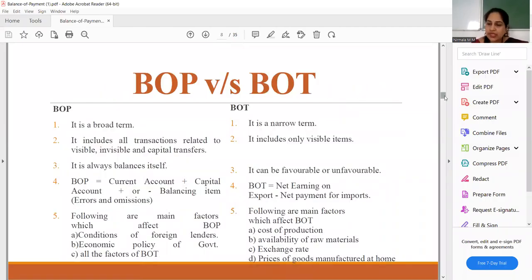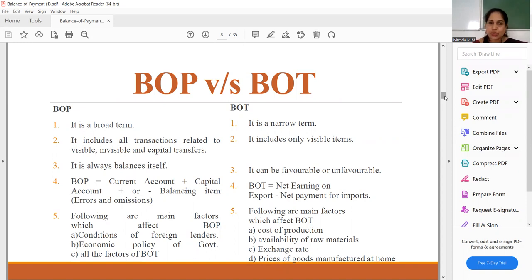There are two important concepts in balance of payment. When we talk about that, we have BOP and BOT, balance of payment and balance of trade. Balance of payment includes both visibles and invisibles, and balance of trade is only about visibles.